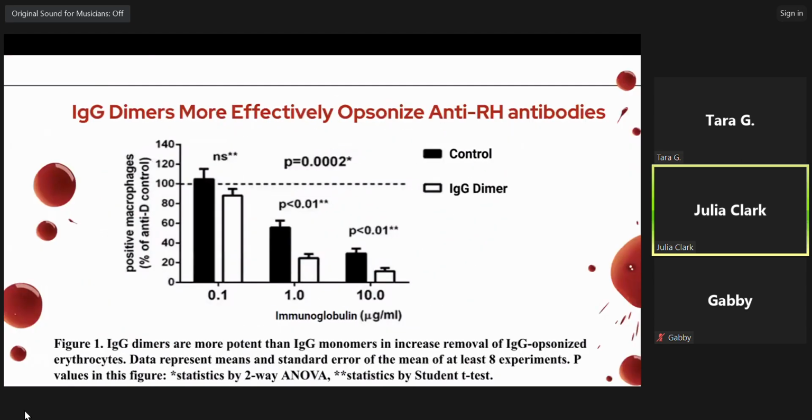As you can see, the black bar represents the control, so this is basically the one IgG, while the white bar represents the IgG dimer, so basically two IgGs put together that happen to have a higher binding affinity, which lowers the rate at which the macrophages are going to be phagocytosing and causing cell lysis.